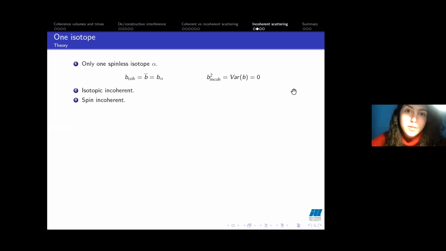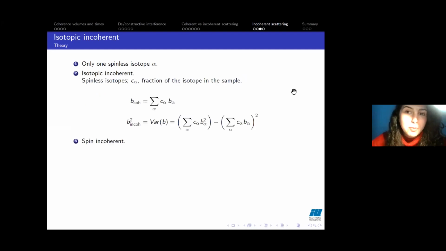However, imagine right now that we have a sample with several isotopes, and being C sub alpha the fraction of the isotope in the sample. Well, in this case, the coherent scattering length would be an actual average of all the scattering lengths that we have in our sample. So what we're doing here is basically averaging, and being this the fraction, so everything's well defined. However, because we do have a distribution of different isotopes, we do have some variations, and this is what is expressed here in this formula.